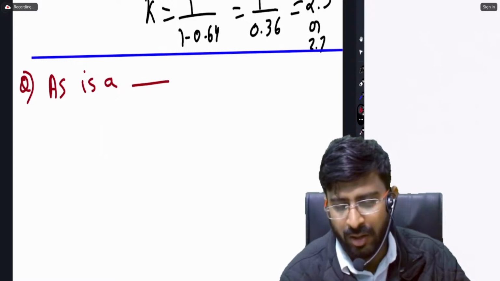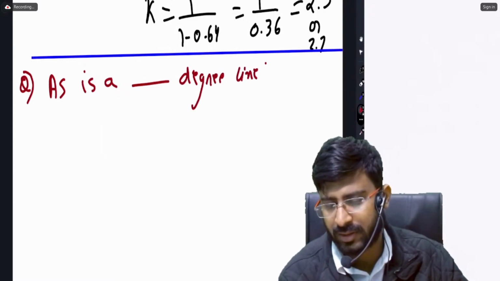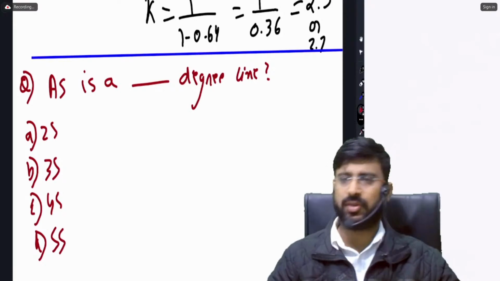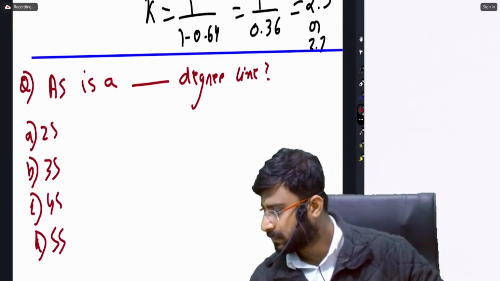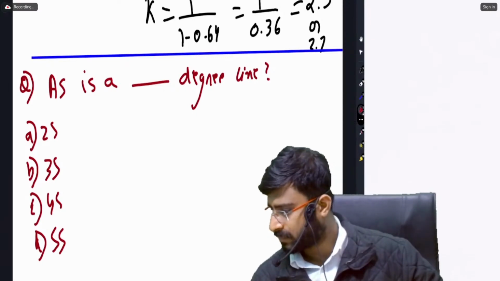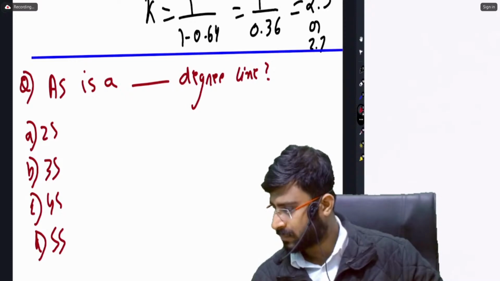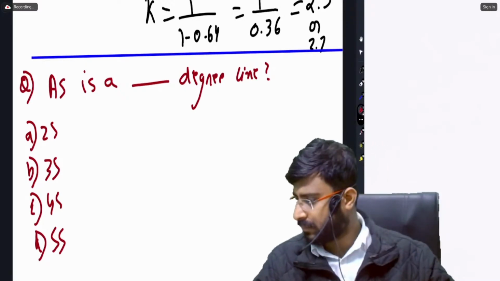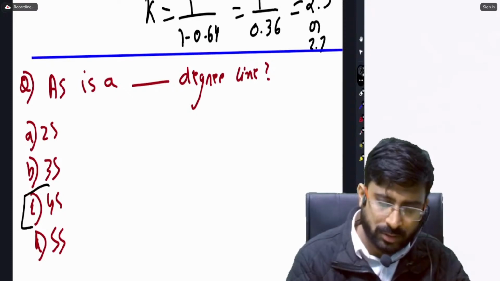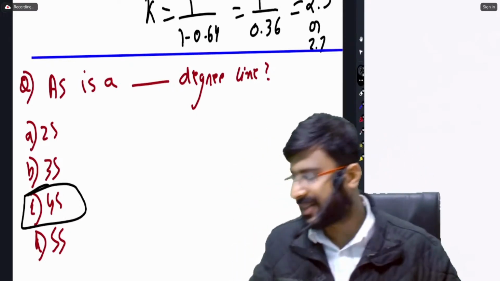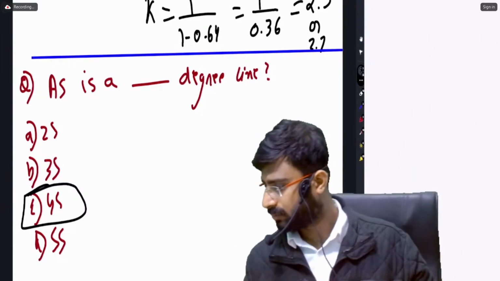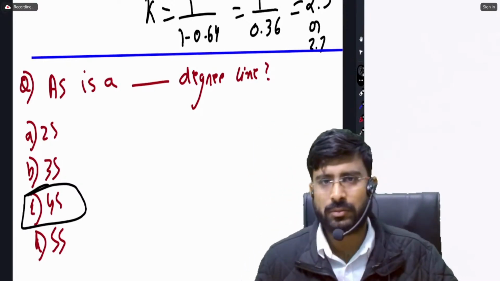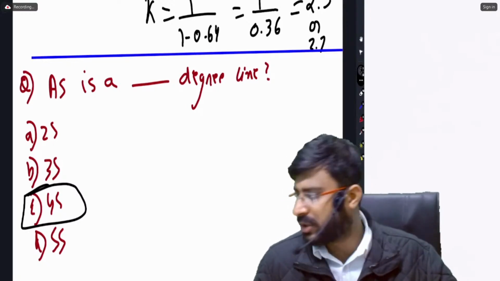AS is a dash degree line. The options are 25, 35, 45, 55. Great. So aggregate supply is a 45-degree line. That's correct. Is that clear, dear students?